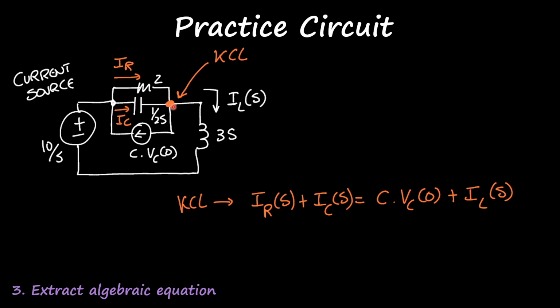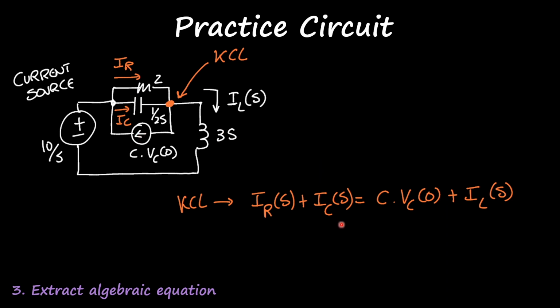KCL tells me that the currents coming in are equal to the currents going out. So going in, I have the current through the resistor plus the current through the capacitor, which equals that initial voltage represented as the current source plus the current that flows through the inductor.